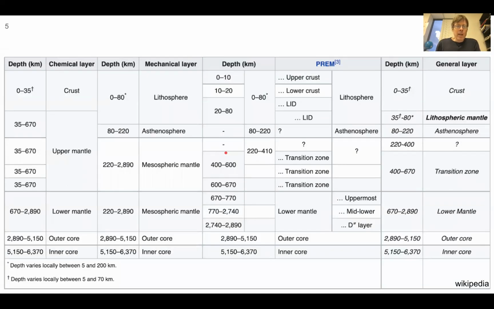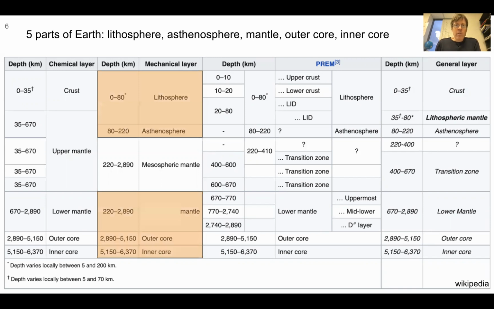If we look in Wikipedia under structure of Earth, we get a pretty complicated picture. And we're going to just extract a part of this picture in understanding kind of where these boundaries are and what the properties are. So here's our 5 parts of Earth: lithosphere, and it's shown here, upper 80 kilometers or so. The depth will vary as it shows below. Asthenosphere, mantle, outer core, inner core.